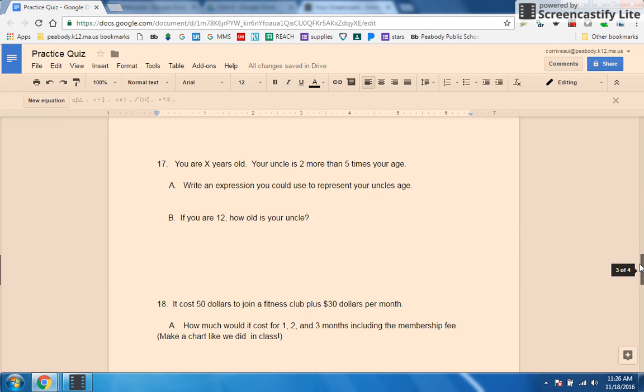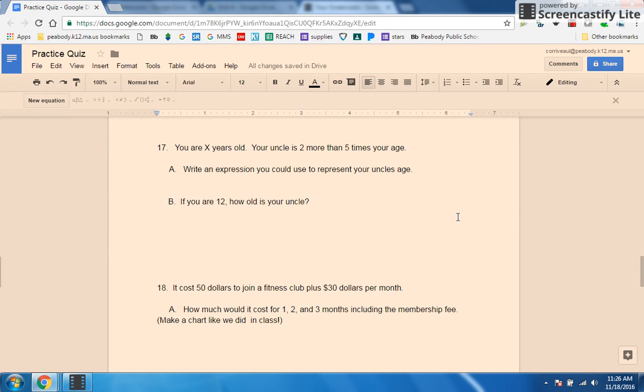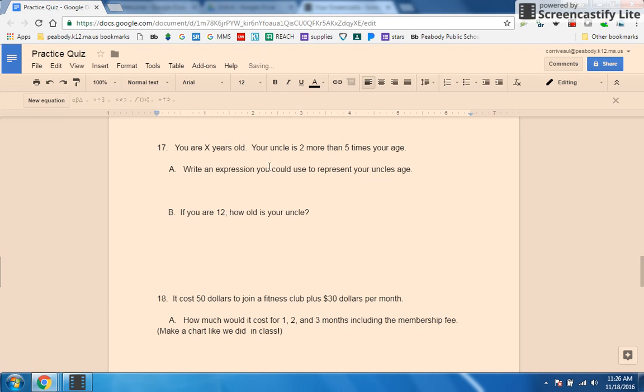Okay, the last two, you're X years old, your uncle is 2 more than 5 times your age. Write an expression you could use to represent your uncle's age. They want you to use the letter X for your age. So your uncle is 2 more than 5 times your age. So that's going to be 2 plus, for more than, 5 times your age is 5x, because your X is your age.